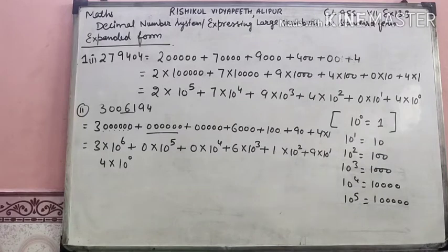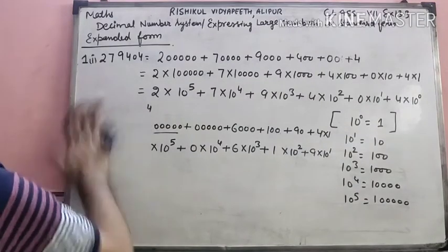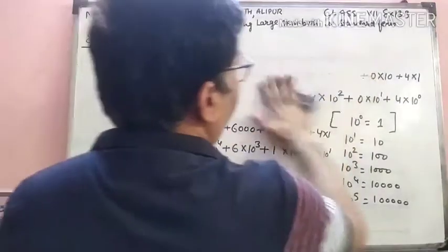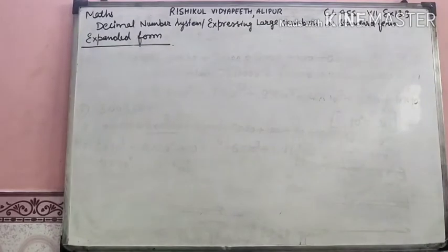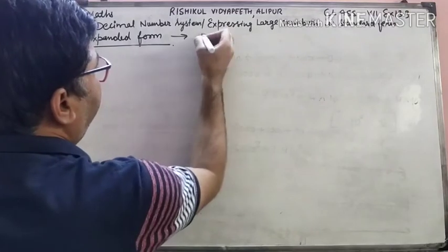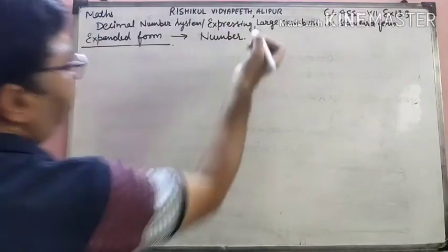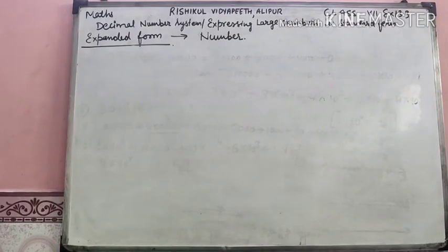Now the second question is: find the numbers for each of the expanded forms. What we have to do in this next question? Expanded form is given, and you have to find the original number. Till now we were converting the original number into expanded form. Now we will convert the expanded form into a number. So how will we attempt it, students?